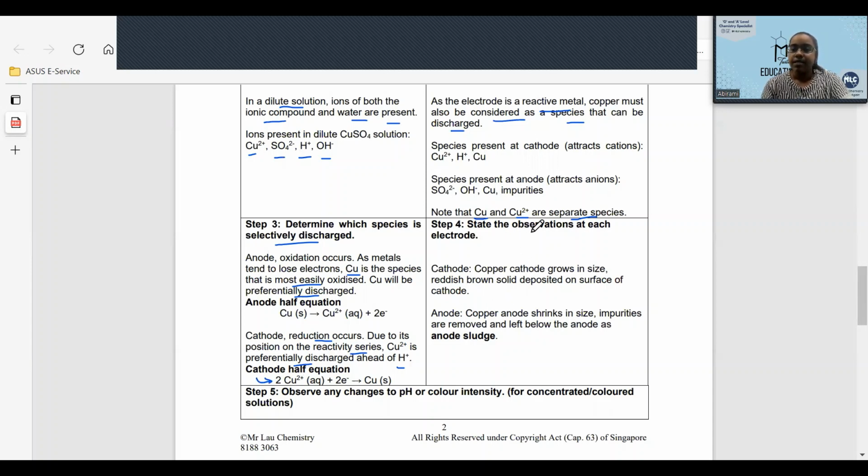The next step, state the observations at each electrode. For the cathode, the copper cathode grows in size, and a reddish-brown solid is deposited on the surface of the cathode. And for the anode, the copper anode shrinks in size, and impurities are removed and left below the anode as anode sludge.